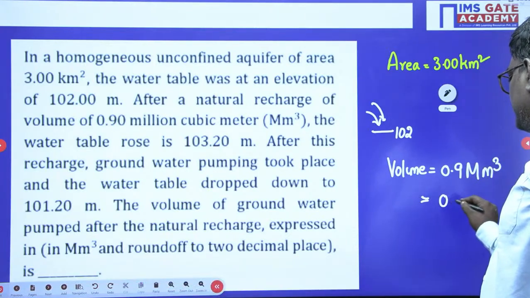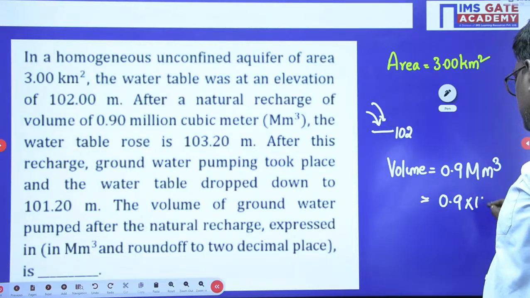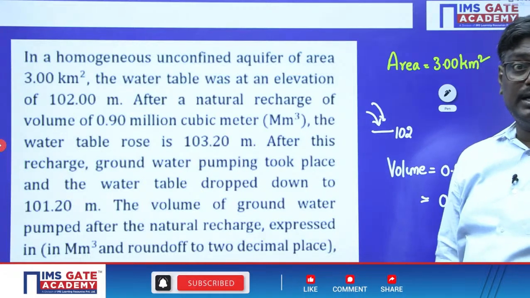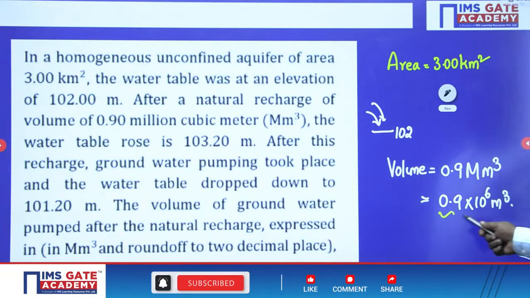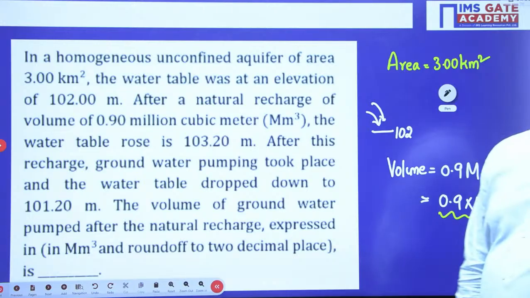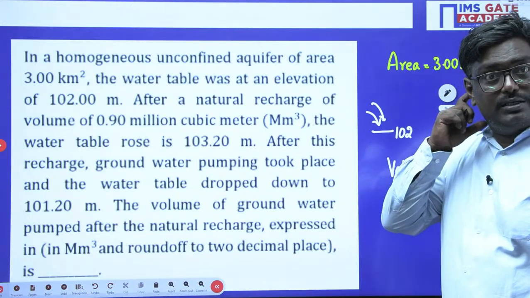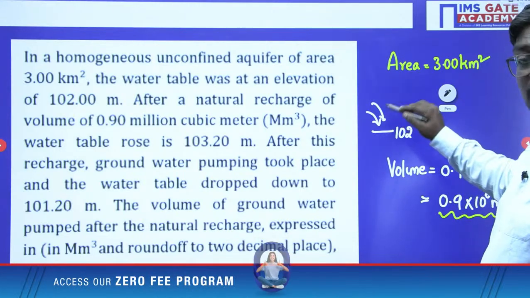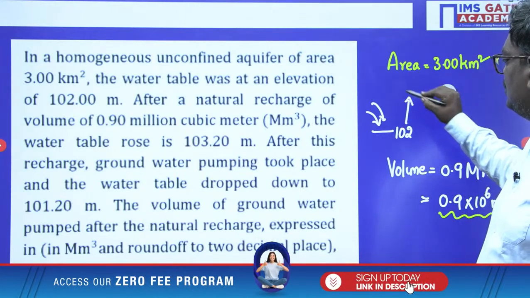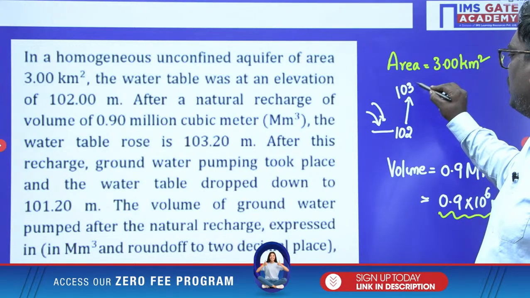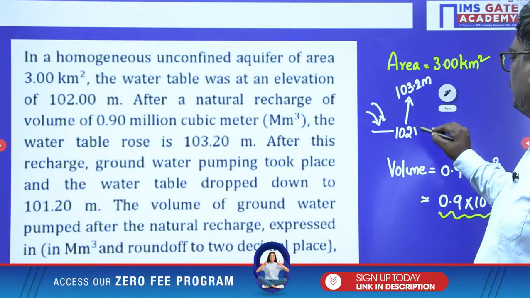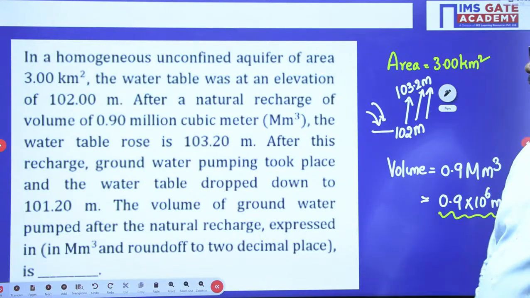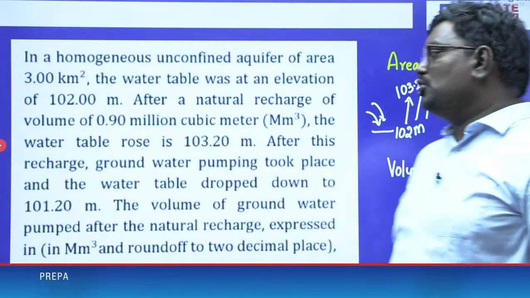So you can write it as 0.9 into 10 power 6 meter cube. Yes or no? Am I clear or not, my dear students? Now, as the water is coming inside, the water table has been raised from 102 meters to 103.2 meter. And the volume is 0.9.